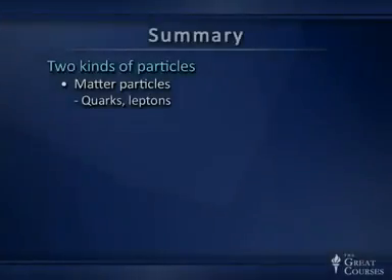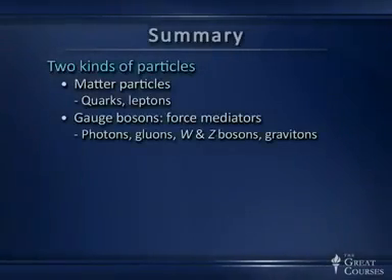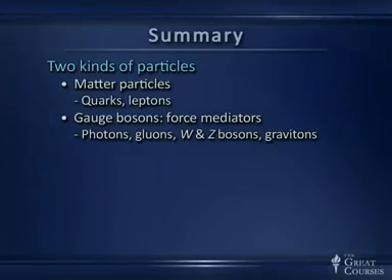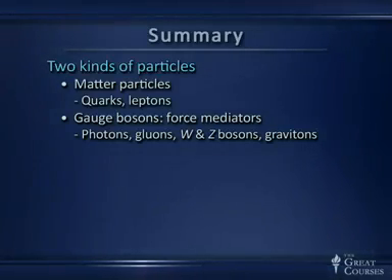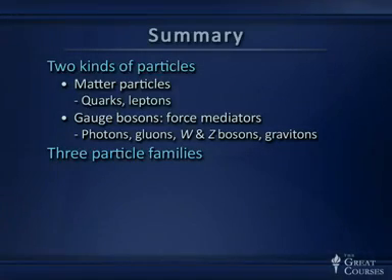Okay, let's wrap up this brief discussion of particle physics. We know there are two kinds of particles. There are the matter particles, and they include the quarks and the leptons. There are the gauge bosons, the particles that mediate the interactions, the forces between matter particles. They include photons, gluons, these bosons, and maybe gravitons. There are three families of matter particles. Only one of them seems to play a major role in everyday matter.